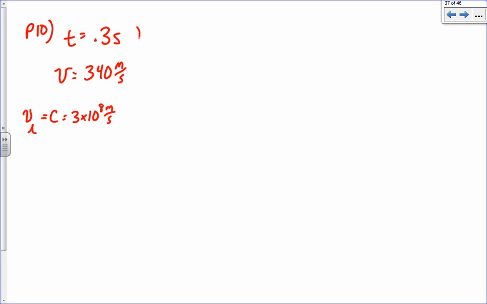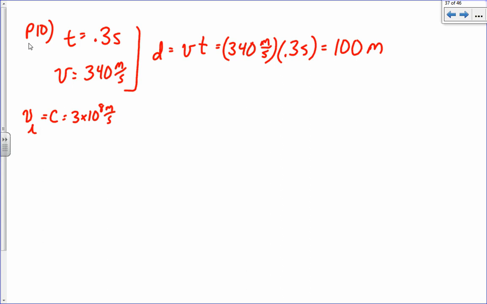All right, so first of all, we just want to know the distance. And so the distance is velocity times time. That's basic kinematics. So 340 meters per second, and it required 0.3 seconds. So 340 times 0.3 is 100 meters. So it's about 100 meters away.